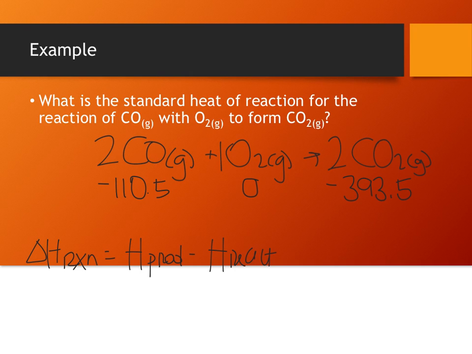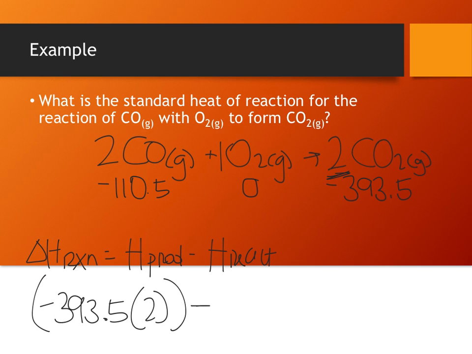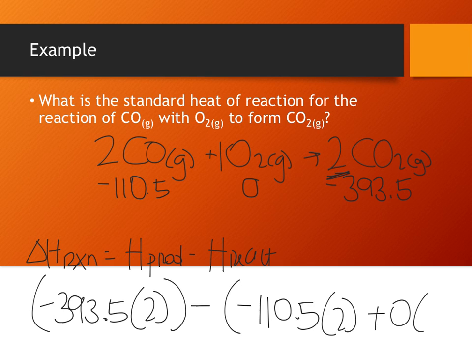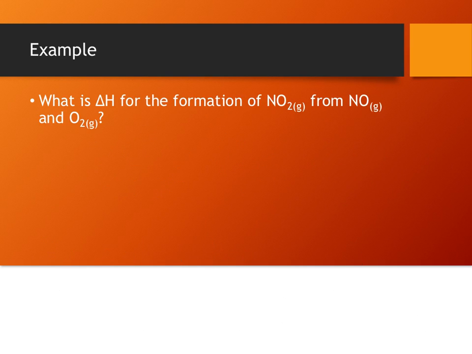So then our products are going to be negative 393.5 times 2. That 2 coming from the coefficient. Minus our reactants of negative 110.5 times 2 plus 0 times 1. I know that 0 times anything is just 0, but still, just for the practice. All right, when you multiply those out, you get. So I'm going to let you pause, try this reaction a bit, come back in a few minutes.